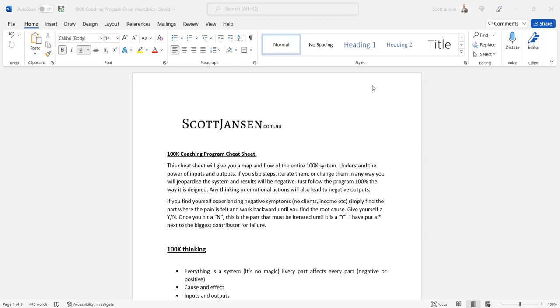So we have to understand the power of inputs and outputs. Business is nothing else aside from inputs and outputs. If anyone says differently, they're lying to you. Keep it simple. Business is cause and effect. I mean, God, life is just cause and effect. Anything you do is cause and effect.